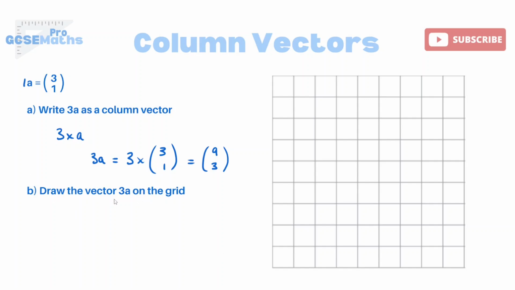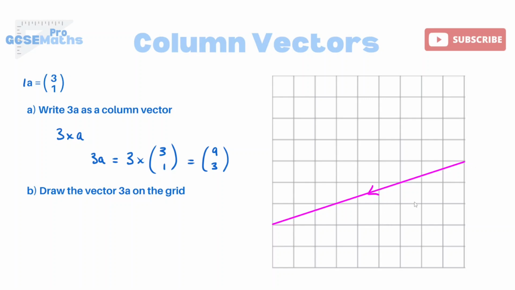Part B is to then draw the vector 3A on the grid. Well, now we know the numbers, I can just literally straight away draw it. So 9 to the right and 3 up. Again, doesn't matter where you put it on the grid as long as you've just drawn it somewhere where you've got enough space. And then make sure you draw the arrows so that we know which direction it's going in. Because for vectors, it's also important which direction. Because the 9 and 3 are correct here, but is it going 9 to the right and 3 up, so it's going this direction?